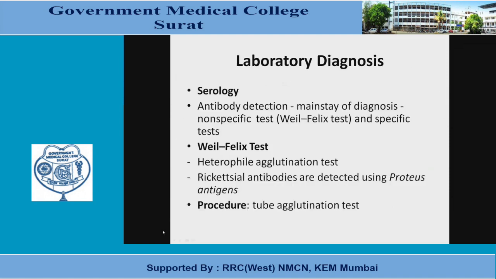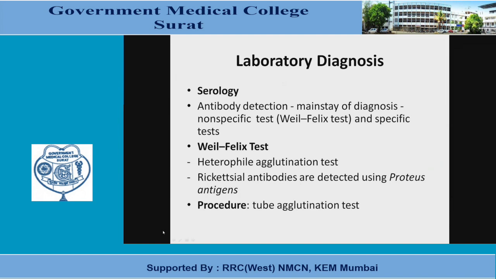So how do we go about the laboratory diagnosis of all these diseases? Generally we go for antibody detection, the mainstay of diagnosis, but it is non-specific, that is the Weil-Felix test, and a specific test is also available, which is the gold standard. What is the Weil-Felix test? It is a heterophile agglutination test. Rickettsial antibodies are detected using Proteus antigens.